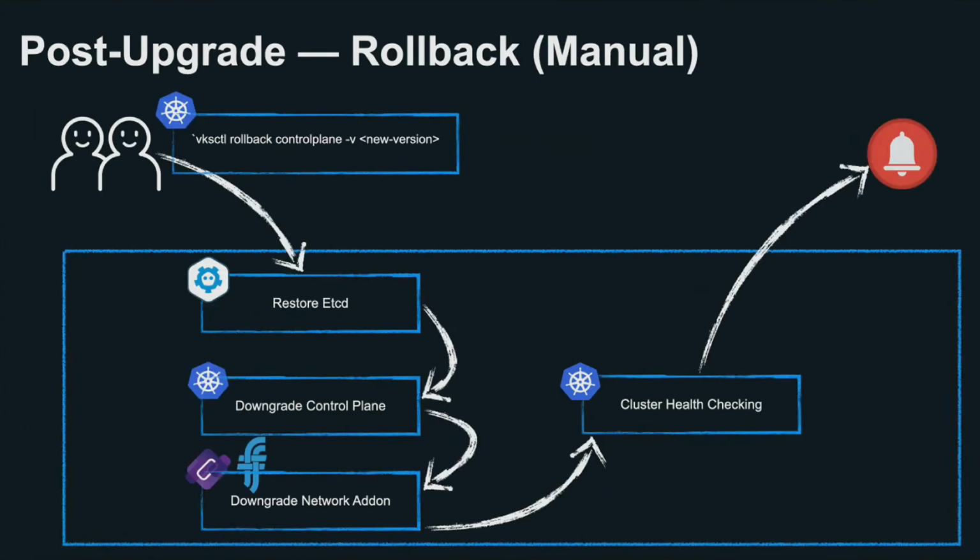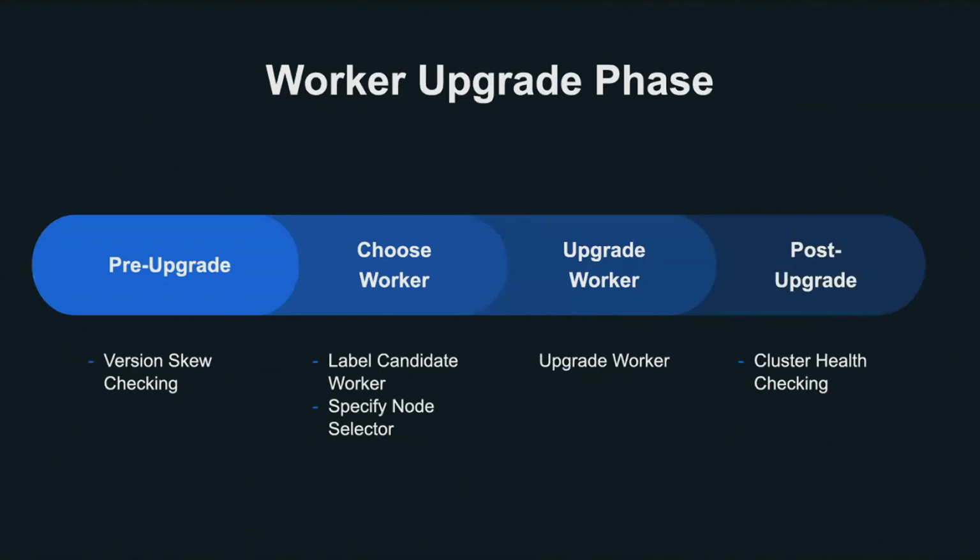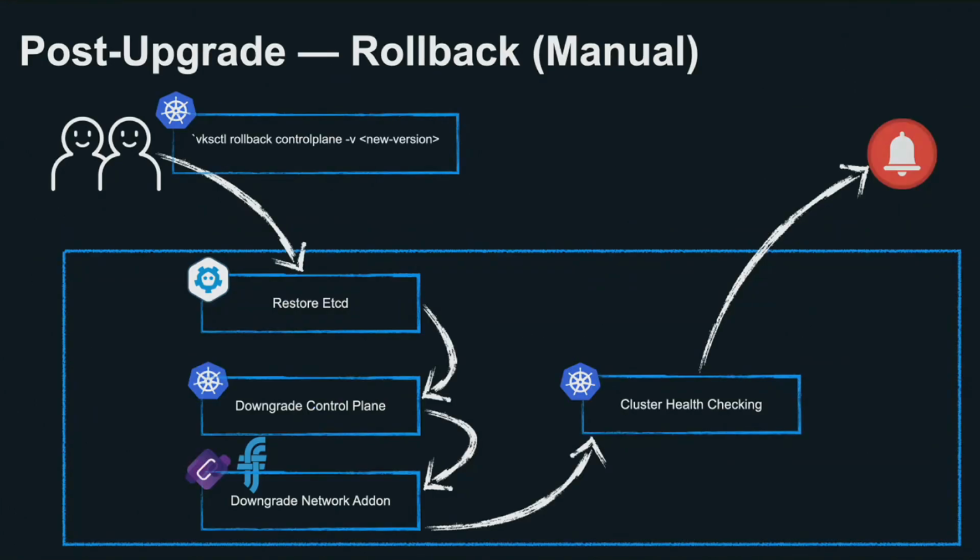The manual rollback is usually triggered by users in the post-upgrade phase, as I mentioned, when they find that their application cannot work with the new version of the control plane, especially the Kubernetes server. They will execute the vksctl command to roll back the control plane. vksctl is a command line tool similar to kubectl. It is provided by us to LINE developers to do cluster and node operations.